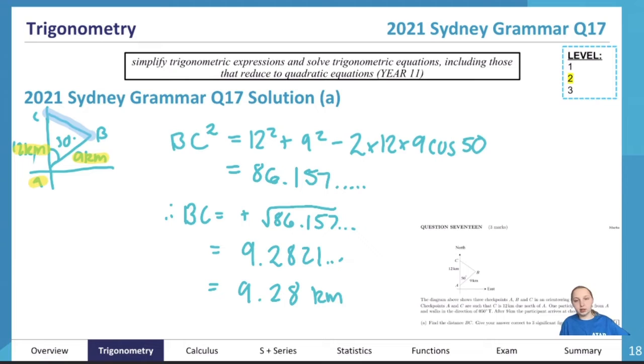With this question, it's important to think about whether 9.28 kilometers is a reasonable distance given the information we already have. We've got one side that is 12, another that is 9, so we can say with almost 100% confidence that 9.28 is a reasonable distance to have in this sort of question.